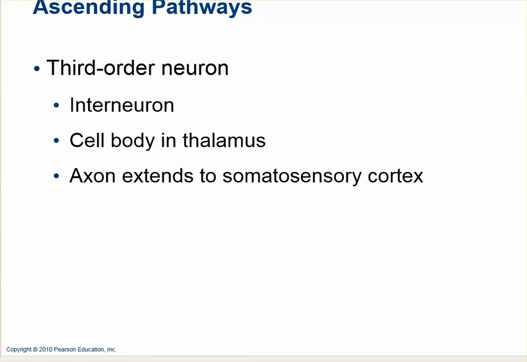The third order ones, the cell body's in the thalamus, and then the axon goes all the way up into the somatosensory cortex, into the post-central gyrus. And you can see how this pathway is going to work. You can also see that a problem with the peripheral nerve, a problem with the spinal cord nerve, or a problem with the thalamus will all end up in a loss of sensation.